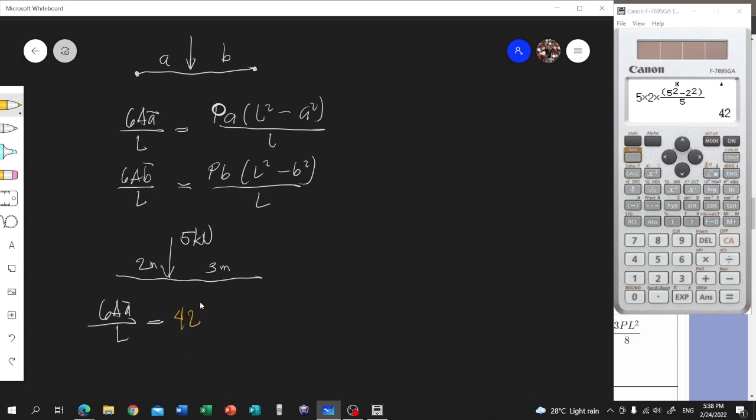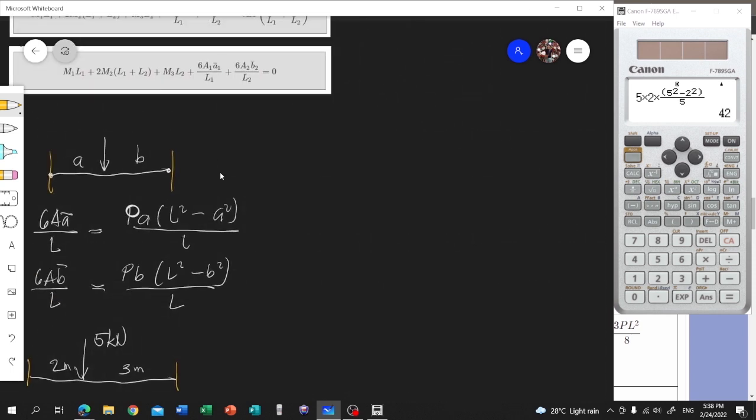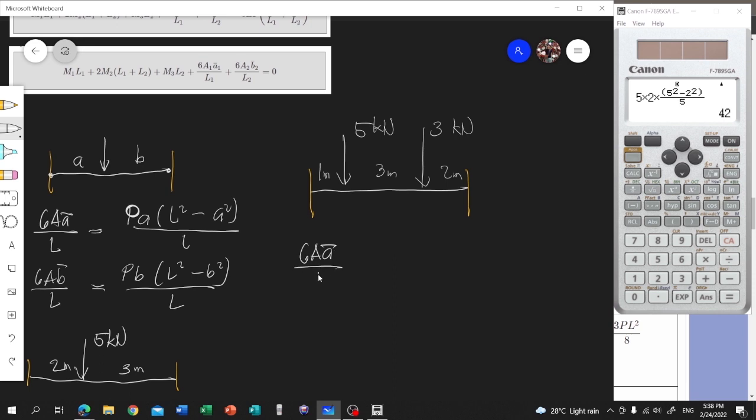Now, what if there are many forces? Okay? If there are many forces, say, for example, you have this one, then another 5, and then this one, say, 3. This is in kilonewton. Say this is 1 meter, 3 meters, and this is 2 meters. How do we solve for the value of 6A bar over L?